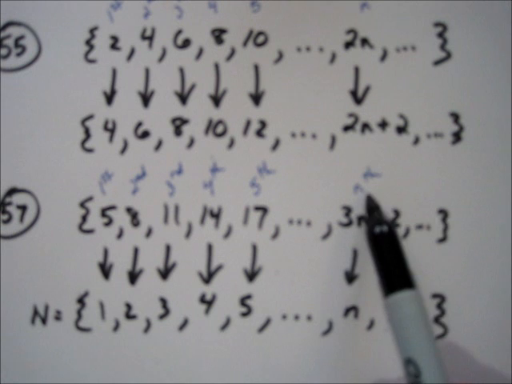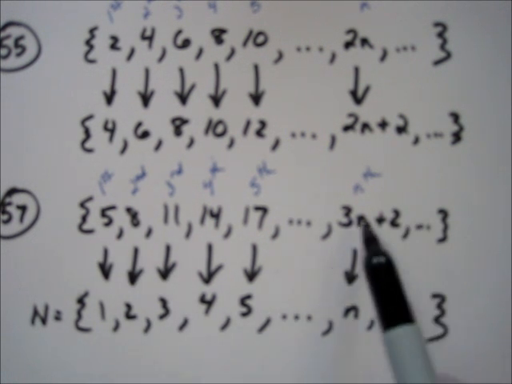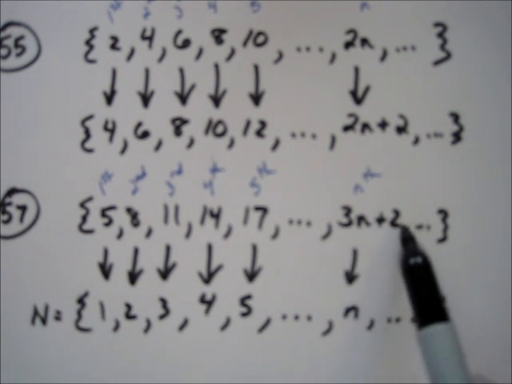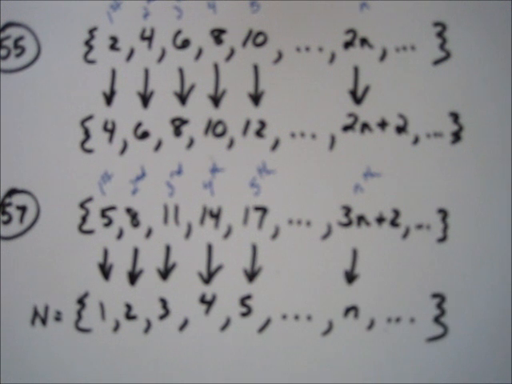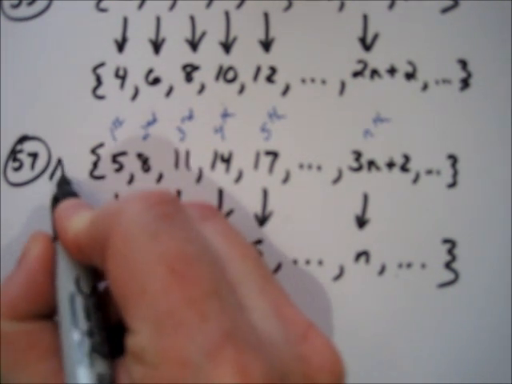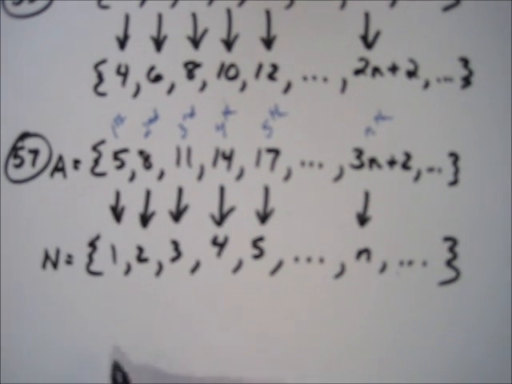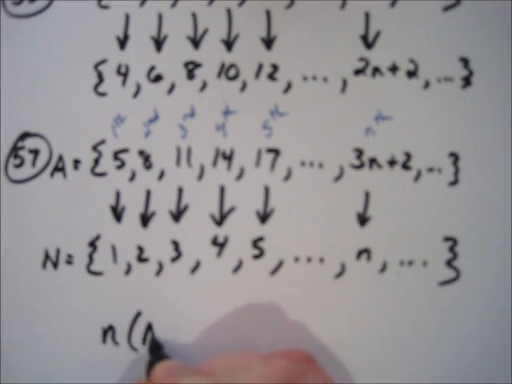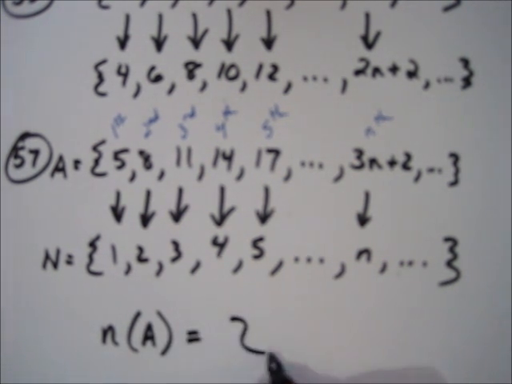So for instance, if you wanted to know the 50th term in this set, it's 3 times 50, 150 plus 2. So 152 would be the 50th term in that set. And so after you've shown this, if we were to name our first set, let's say it was set A, then we could come to the conclusion that the cardinal number of set A is aleph null.